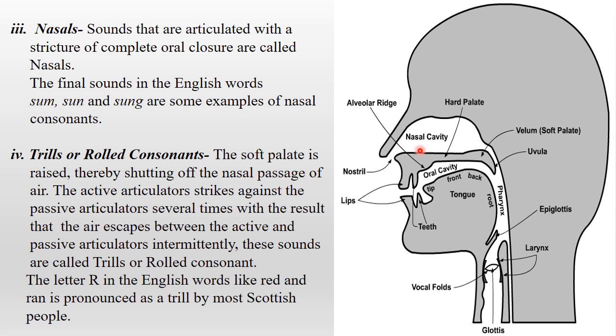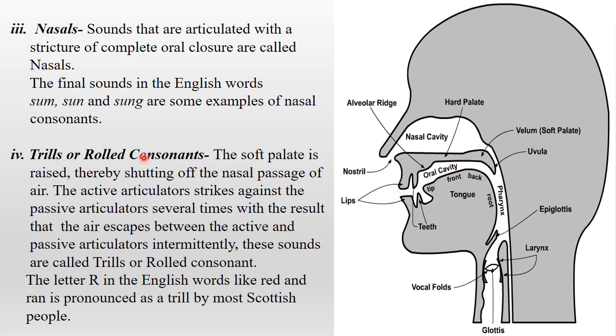Final sounds as in m, n are nasals. Next is trills or rolled consonants. The soft palate is raised, thereby shutting off the nasal passage of the air. That is opposite of nasals. Here the soft palate is going to be raised. Earlier it was lowered. Now it is going to get raised and it is going to shut the nasal cavity, and the air is going to pass through the oral cavity. The air is going to pass only through the mouth.